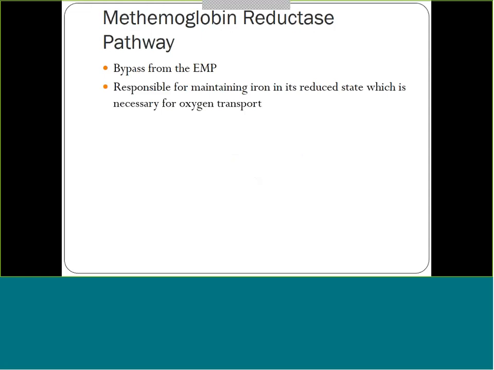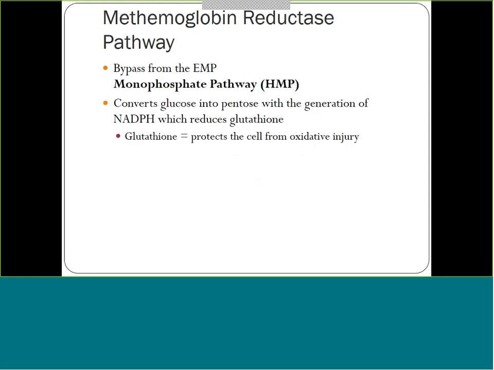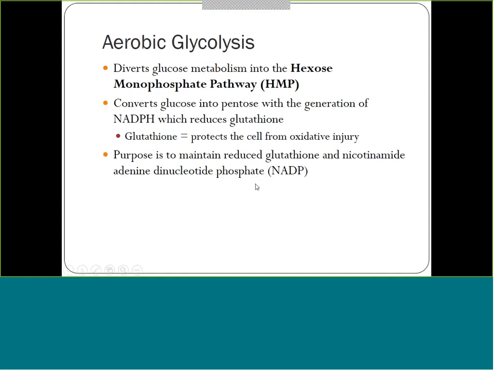Iron has to be in a 2+ state in order to bind and deliver oxygen. You need it in the 2+ state. This whole pathway will make sure that it stays in that 2+ state and doesn't change so that you can continually bind and transport oxygen. That's it. That's all you need to know on that for now.